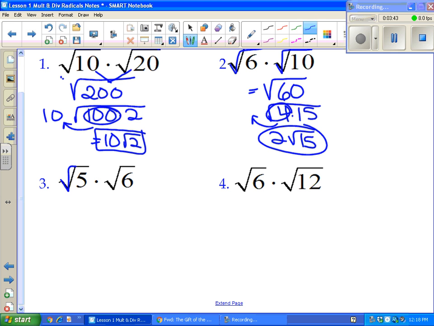Number 3, a 5 on the inside times a 6 on the inside equals a 30 on the inside of a square root. There is nothing that will go into 30 that's a perfect square, so that's my final answer.